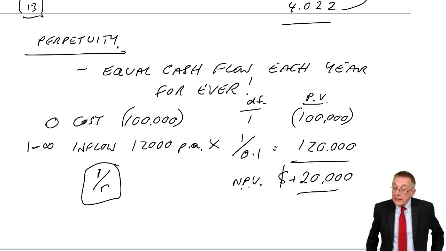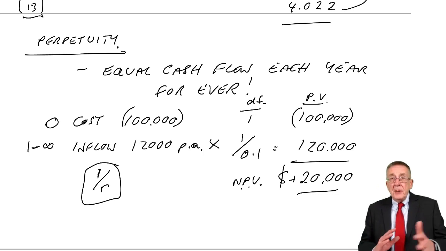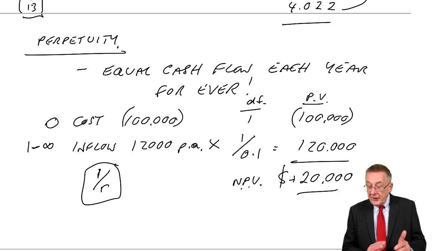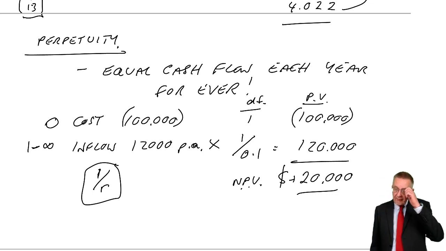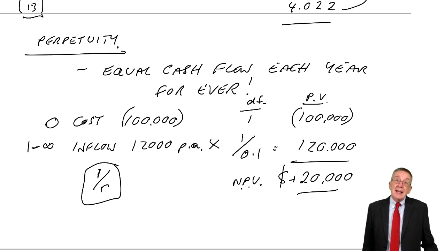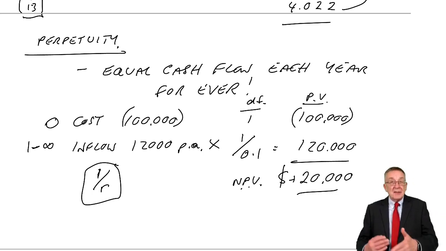Now, the logic behind it is, suppose you and I, whoever's watching this, are married, but we've just got divorced. And the courts have said, I've got to pay you 12,000 a year as part of the settlement.